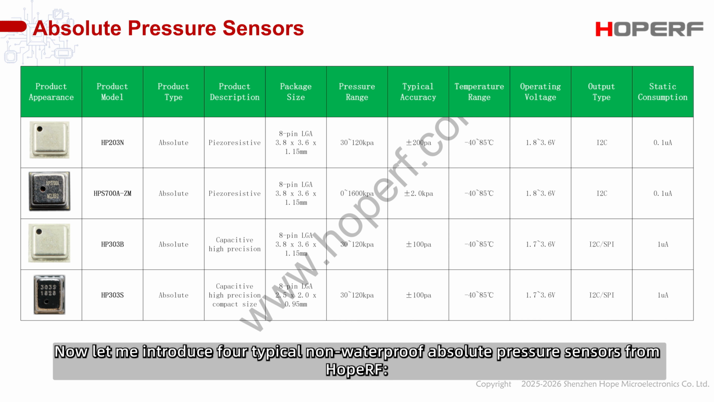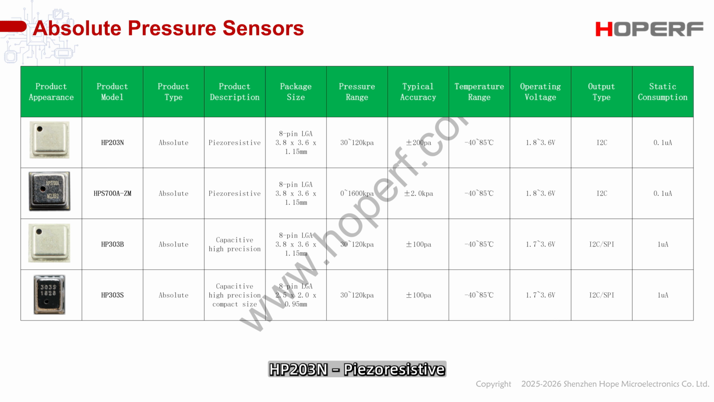Now, let me introduce 4 typical non-waterproof absolute pressure sensors from Hoperf. HP203N, piezoresistive, package size 3.6 by 3.8 by 1.15 mm, pressure range 30 to 120 kPa, pressure accuracy plus or minus 200 pascals.